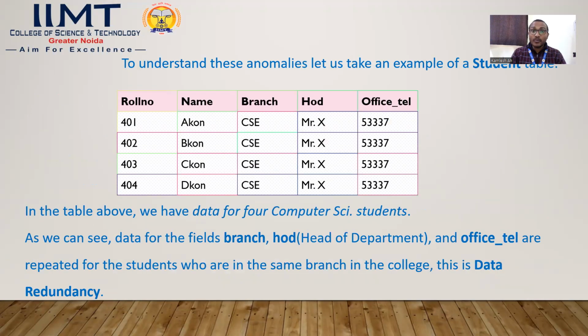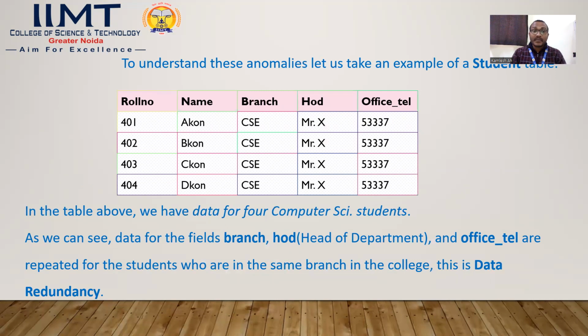To understand these anomalies, let us take an example of the student table. The student table contains 5 columns, which means 5 attributes. The first one is roll number, second is name, third is branch, fourth is HOD, and fifth is office time. These are the attributes of the table, each a column of the table, and this is the record. This table has four records.